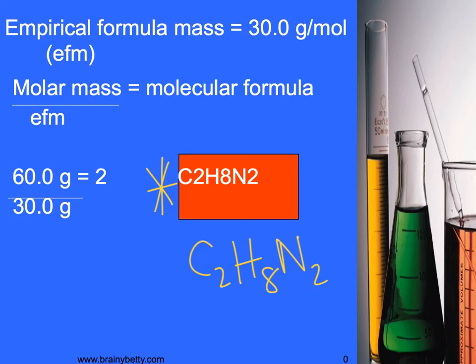So remember, molecular formulas are multiples of the empirical formula. Empirical formulas are fully reduced. Molecular formulas are not necessarily fully reduced. All right? And that is everything for 7.3.